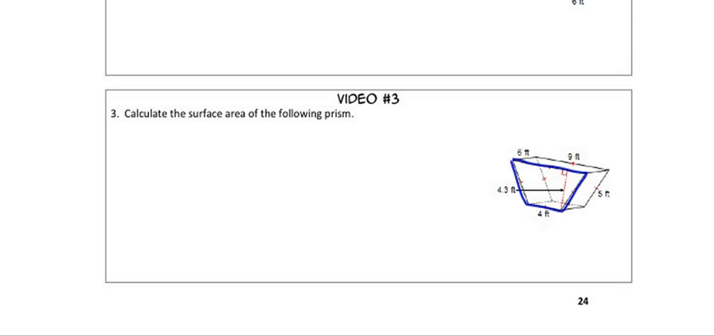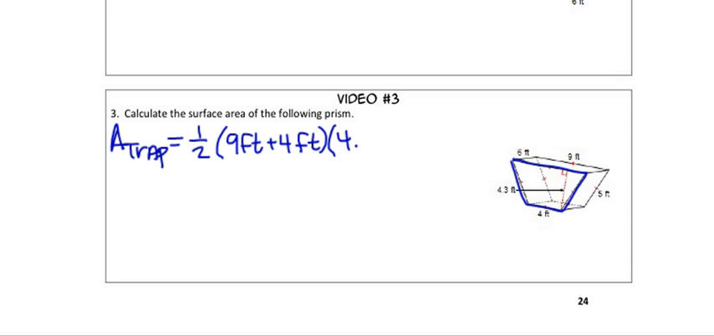So I'm going to start by finding the area of the trapezoid, which we know is 1/2 base 1 plus base 2 times height. And that's the height of the trapezoid. When I do this, I wind up getting 27.95 feet squared.